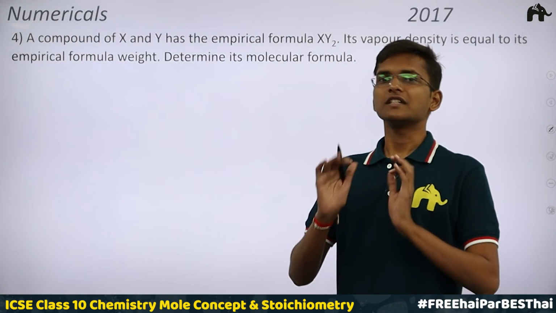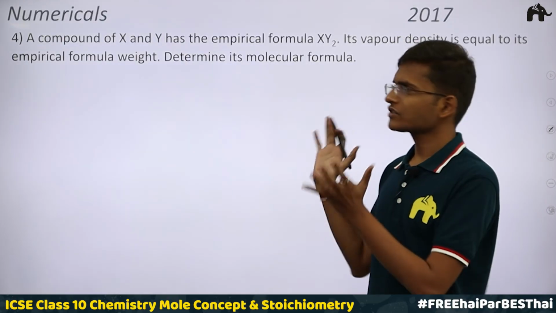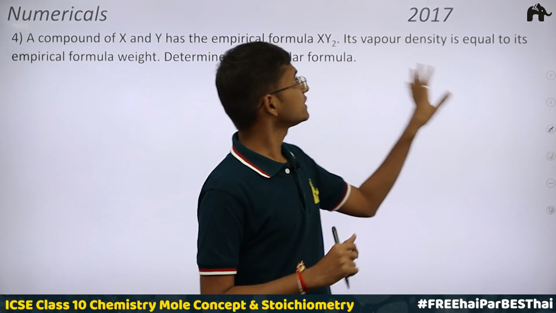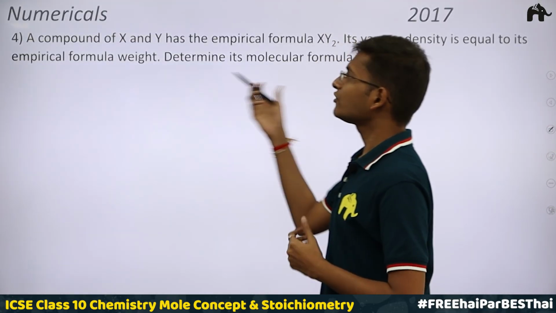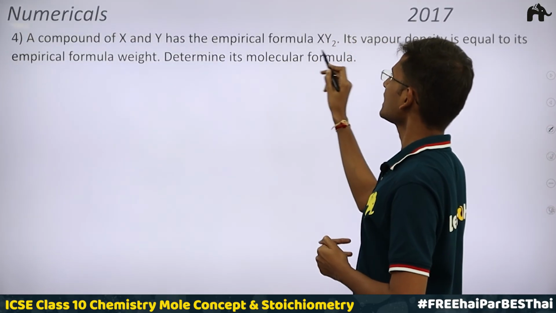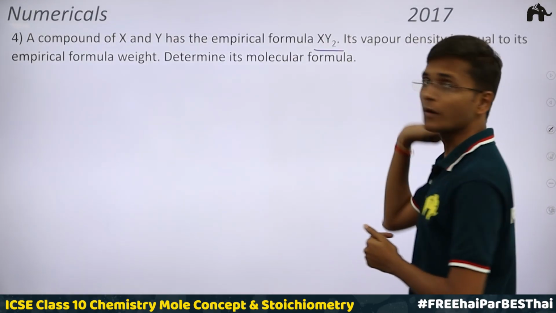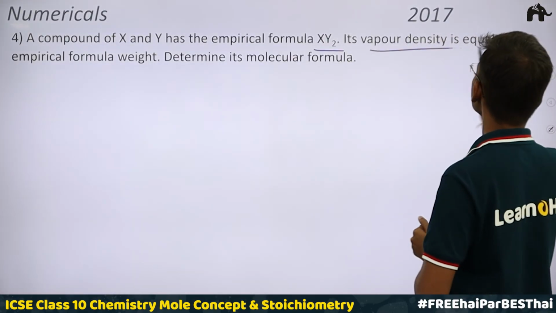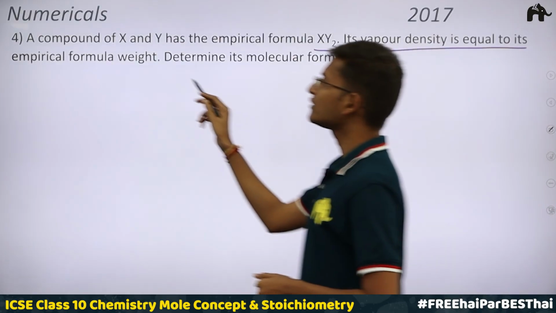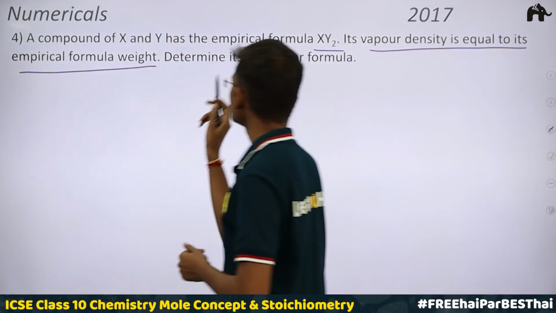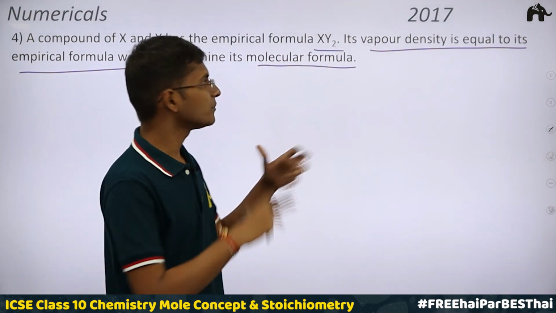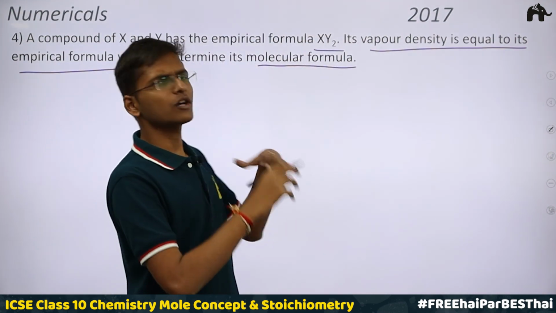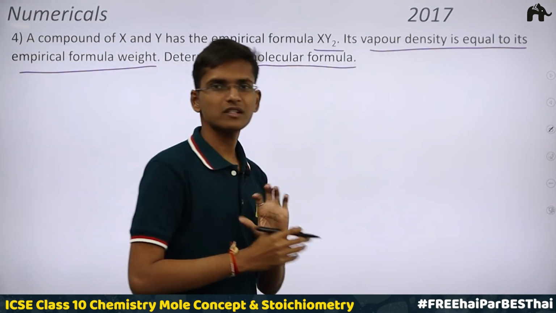Now let's quickly see the last question of this entire chapter. This was asked in your exams in 2017. What they have given us is: a compound of X and Y has empirical formula XY2. Its vapor density is equal to its empirical formula weight. Determine its molecular formula. Here there are no numbers as such, but the concept remains the same. The method remains the same to solve the problem.